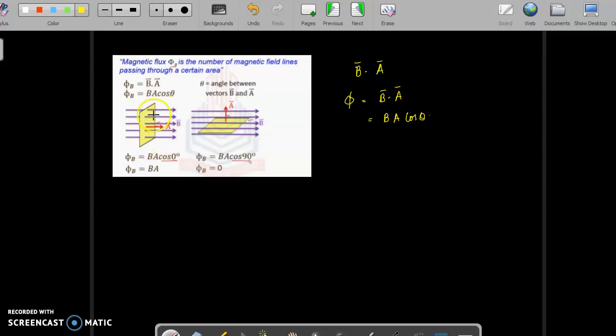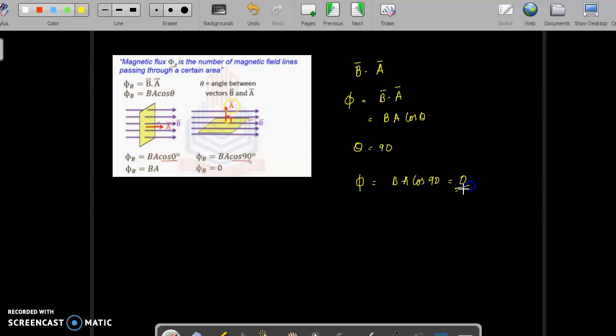So the normal to the surface of this area is A. Here we can see that the surface is oriented in this fashion. So A is the area vector that is normal, perpendicular, to the surface of the area, and B is the lines of force. We can see that the angle made by the lines of force with A is 90. So when you substitute 90 here, theta is 90, so phi becomes BA cos 90.